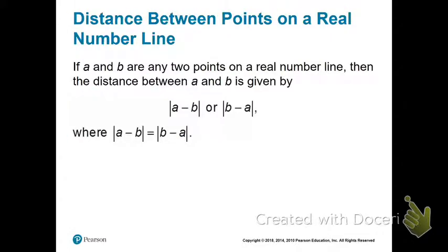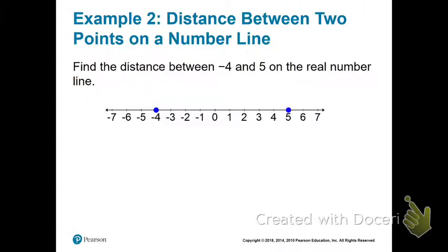All right, so let's talk about the distance between points on a real number line. If A and B are any 2 points on a real number line, then the distance between A and B is given by, you can take the absolute value of A minus B, or the absolute value of B minus A, because when you take the absolute value of them, it's going to make it equal, and therefore the order doesn't really matter. So let's find the distance between negative 4 and 5 on the real number line. And I understand they gave us the number line here, so we could actually just go ahead and count the spaces, right? But let's try it by definition.